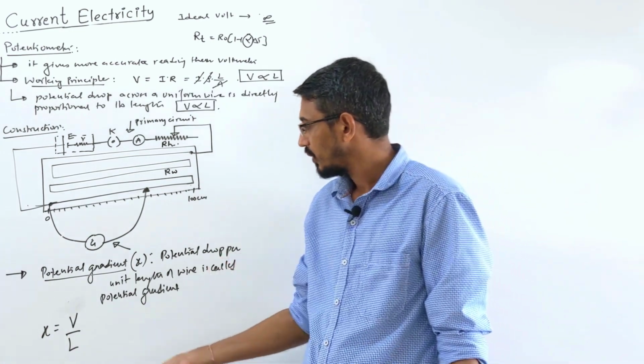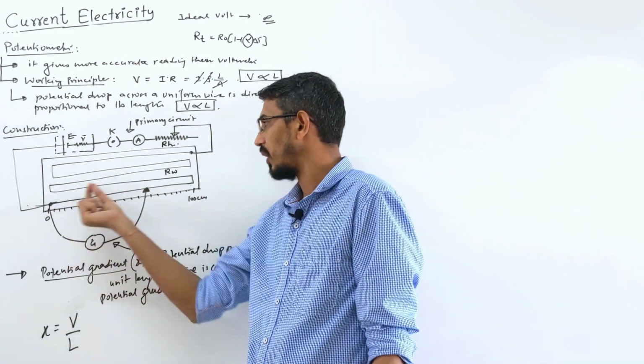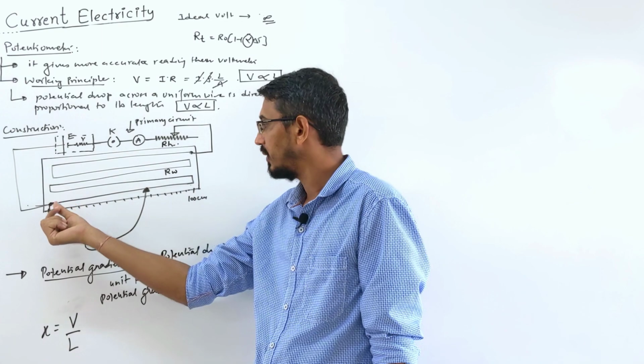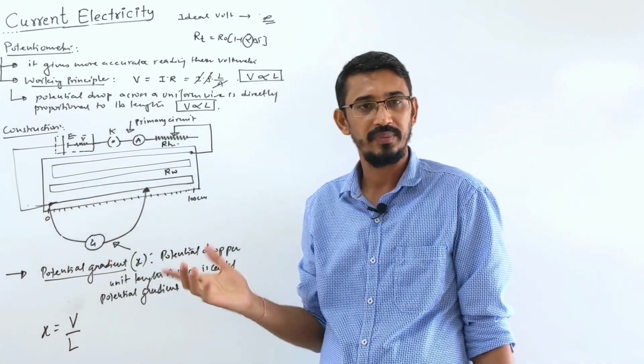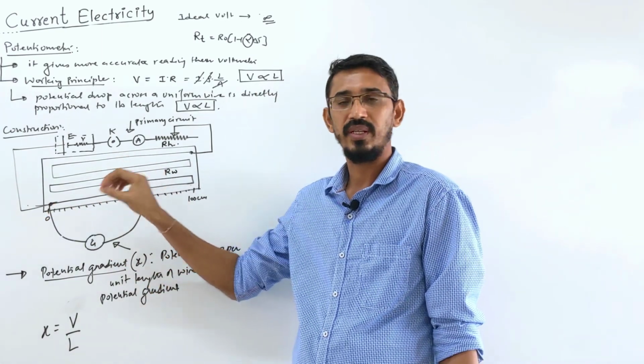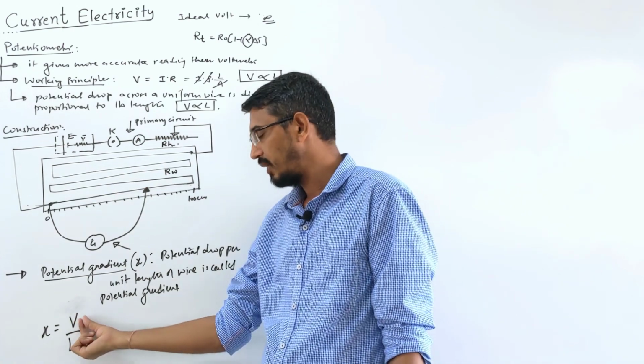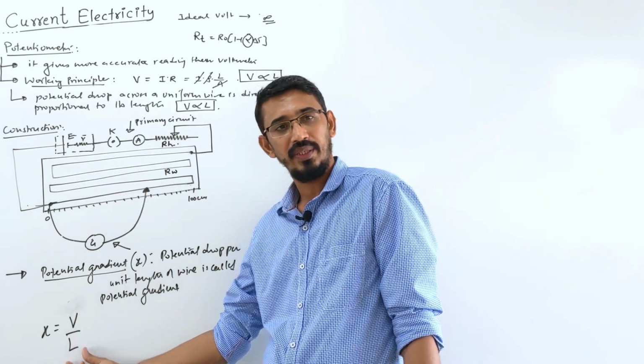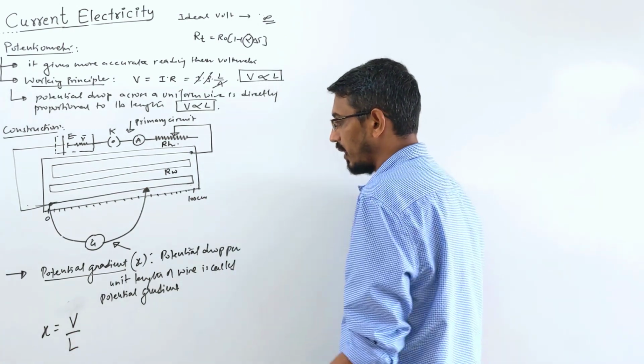Once more, voltage drop across this whole wire. Right now, this wire was 5 meter, 10 meter, some wire. That's how much voltage drop there is, how much voltage balance there. Now, that voltage by what? Length of the wire. Right, this is the simplest format. You can also write it like this.